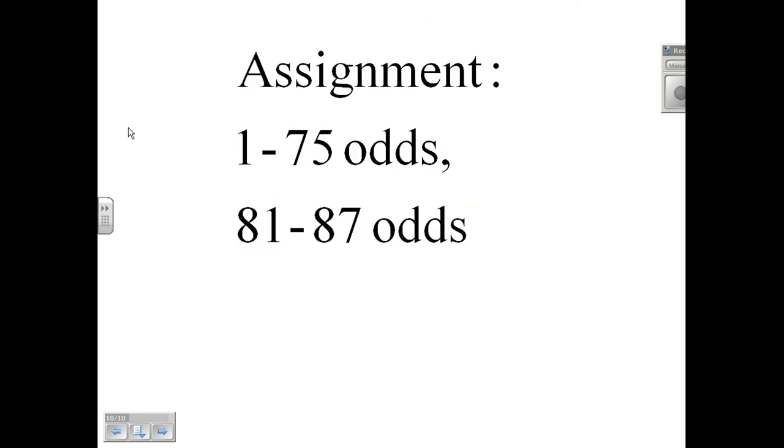And as it stands at this time, you have enough information for you. You should be able to battle through 1 through 75 odds pretty quickly. But we're going to come back and discuss how we apply these things to story problems. Have at it and try 81 through 87. I may add a couple problems to that, but that's going to be tomorrow's discussion.